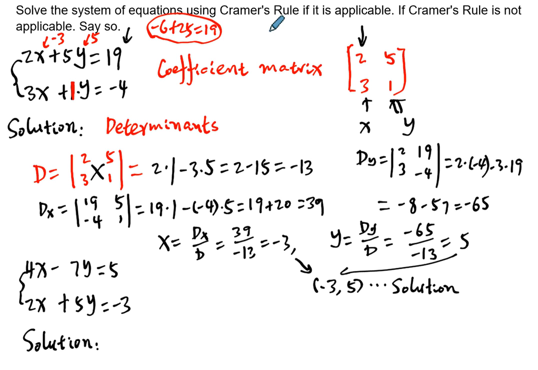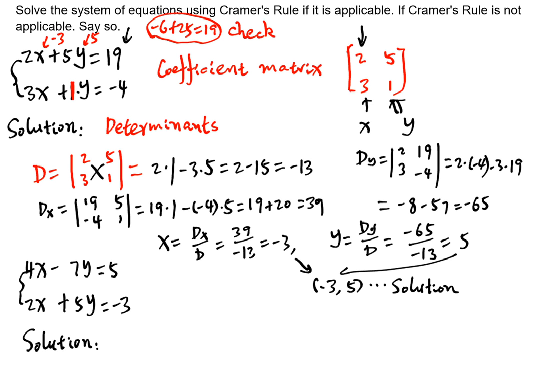So that will be the solution for the first one. You can put it in the second one and check. 3 times negative 3 is negative 9. Negative 9 plus 5 is negative 4. Here is negative 9 plus 5, negative 4. Okay? That's the first one.